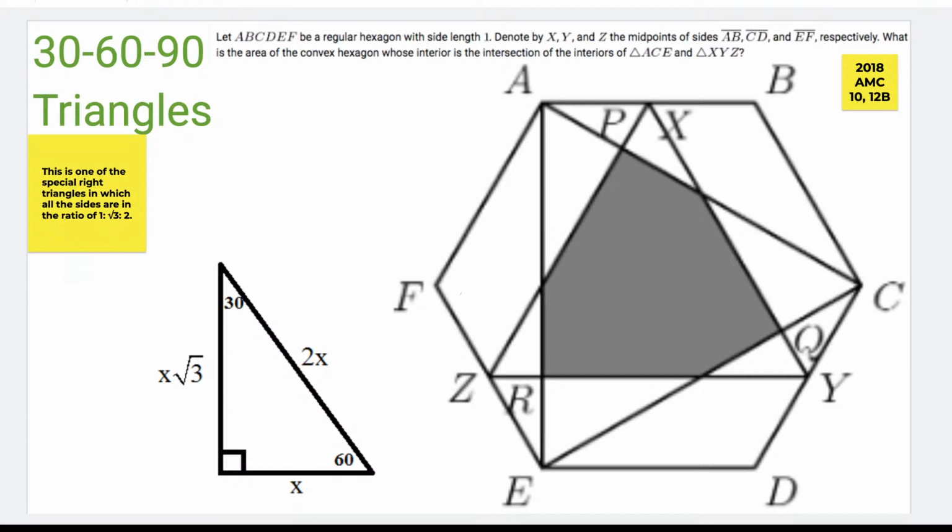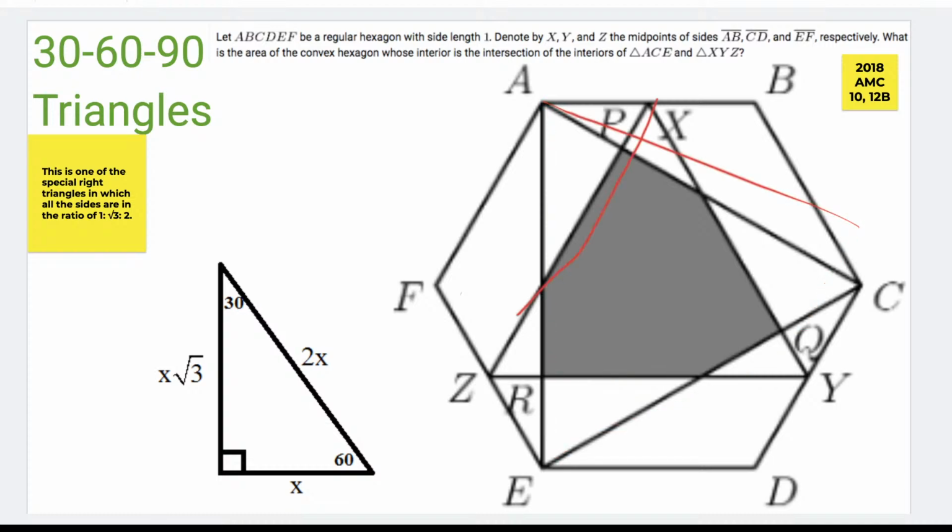So now, this is our first example problem, in which we'll be using a lot of 30-60-90 triangles. So let's get started with it. It says, let A, B, C, D, E, F be a regular hexagon with a side length of 1. Denote by X, Y, and Z the midpoints of sides AB, CD, and EF respectively. What is the area of the convex hexagon whose interior is the intersection of triangles ACE and XYZ?